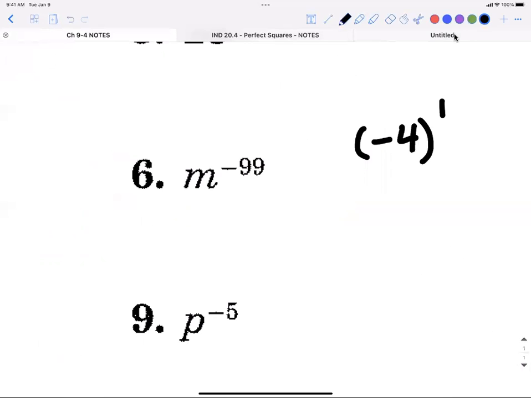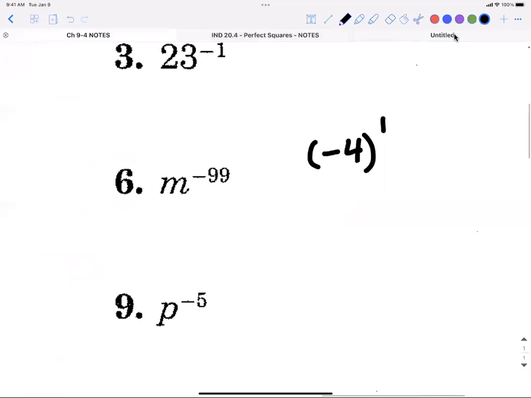Do I flip this? I shouldn't say flip. Do I have to move this one? What do you guys think? Do I need to move this to the bottom? No. This negative means nothing as far as math goes with negative exponents. You can have a negative base all day long, and that's okay. Just keep your parentheses. You just can't have a negative exponent. That is what causes the move.